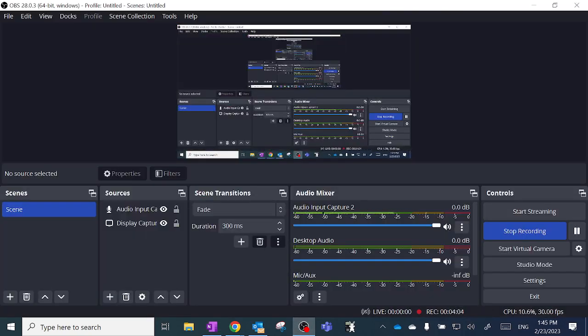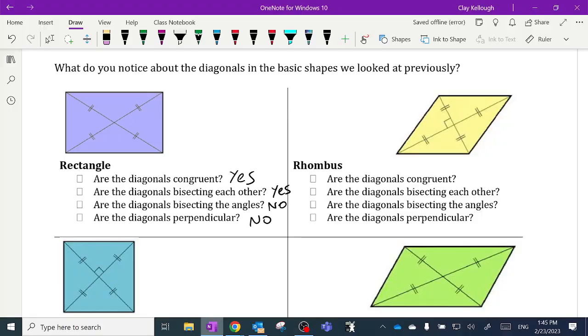All right, we're back. So let's see what people had to say about this. Are the diagonals congruent on a rhombus? And the answer is yes. Or wait a minute. Oh, sorry, hold on. No, they're not. This, clearly, from here to here, is a shorter line than it is from there to there.